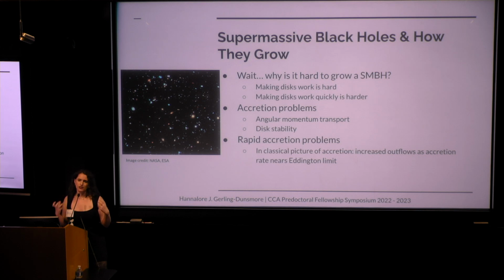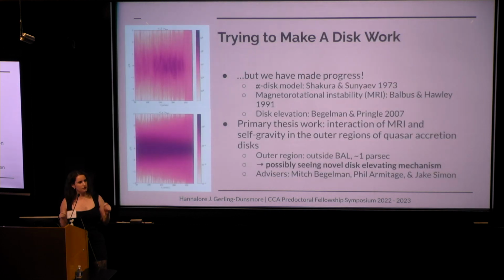You also have to keep that disk stable. You have to keep it from fragmenting into stars. And that also is a non-trivial problem. Now, beyond that, if you start moving matter through these disks really fast, you start driving a lot more radiation physics in those disks, which in the classical picture should unbind infalling matter and slow down your accretion rate. So we're really not sure how they grow that fast and how they're able to power those luminous outflows. But the good news is that we have made substantial progress as a field.